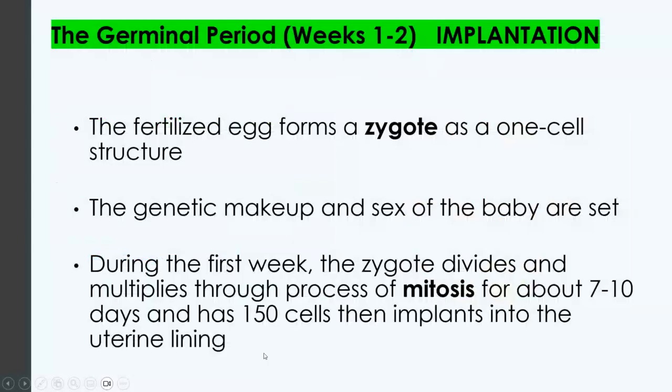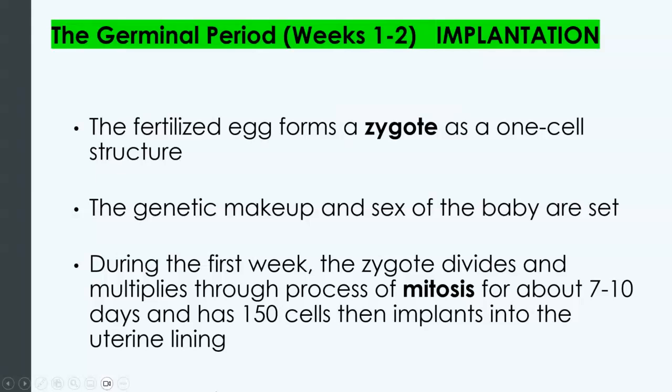So the first stage is the germinal stage. And for each of these stages, I'm going to give you one big word that hopefully stands out for you. This is the stage where the zygote is formed, a single-cell organism. It starts traveling down the fallopian tubes and it starts multiplying and eventually becomes a sphere of 150 undifferentiated cells. They all are exactly the same.